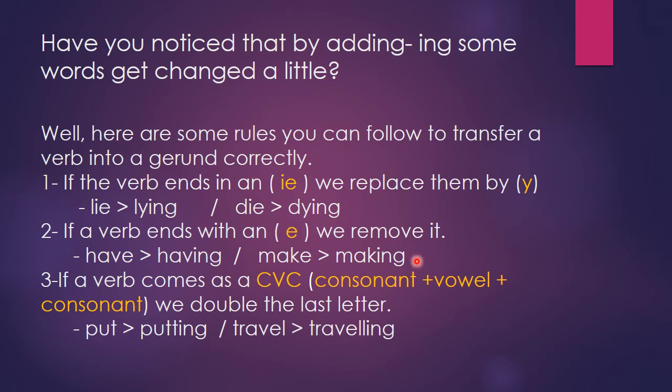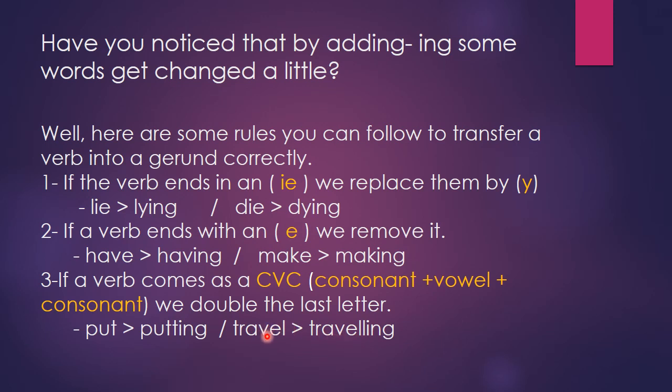Consonant (حرف ساكن), vowel (حرف علة). So when this form comes, we double the last letter. Double means to make the letter not one but two. Put, putting. P is a consonant, U is a vowel, T is a consonant. So put becomes putting. Travel, traveling.